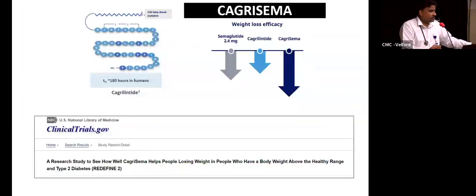Moving on to the third drug, which is again likely to be available sooner, is a combination of injectable semaglutide once a week, the same drug that I spoke about, 2.4 milligram once a week, along with cagrilintide. Now, cagrilintide is an amylin analog. All of us would have studied about pramlintide as an amylin analog. This is the next version, cagrilintide, and the combination of these two drugs in their phase 1 trials showed significant weight loss to the scale of bariatric surgery.